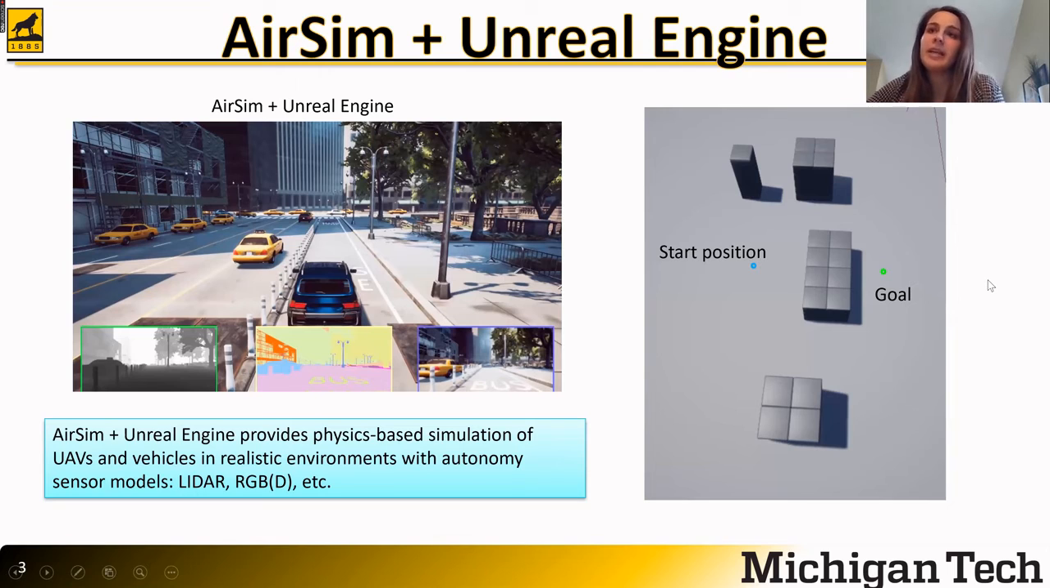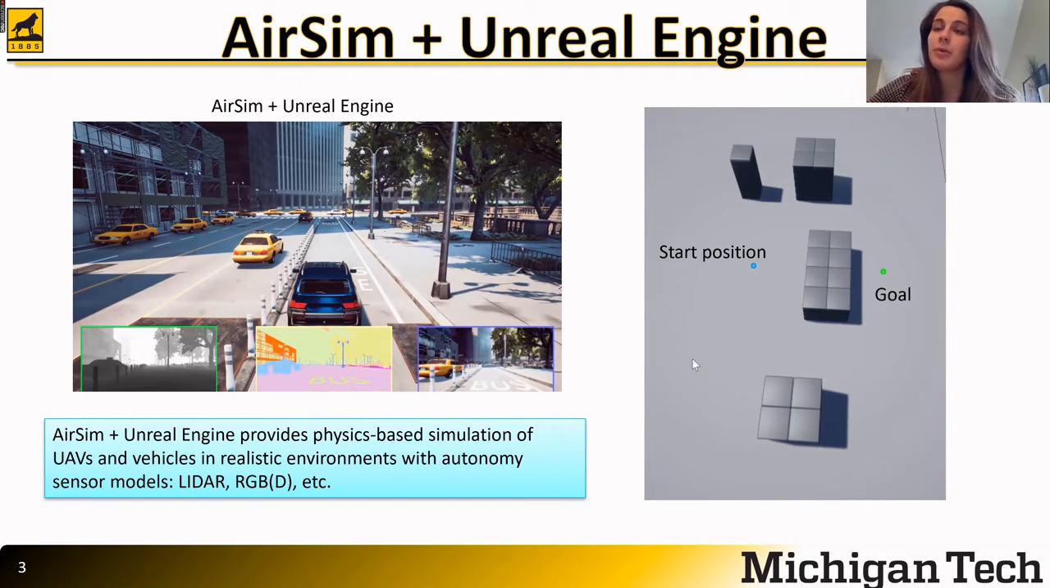So for this, we are using AirSim and the Unreal Engine. This will provide a physics-based simulation of UAVs and vehicles in realistic environments with the autonomy sensor models that we need, like LiDAR, RGB sensors, etc. So here to the left, we can see a more realistic looking environment where it has a city landscape and has a lot of different objects, like from trees to street lamps to other cars, and it simulates this car right here driving. This will be used in our more advanced simulations and experiments later on, but we are currently in the very beginning of this 4-year project.